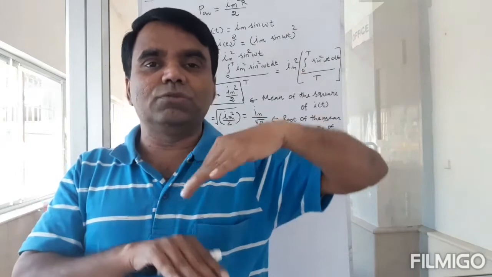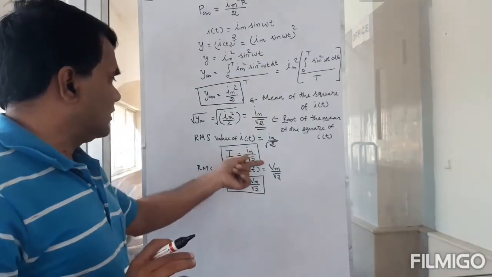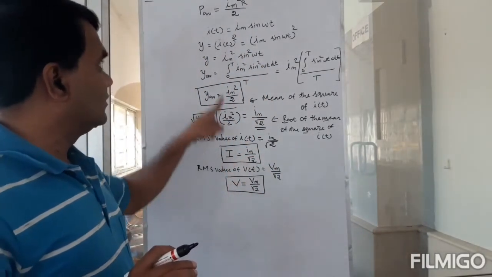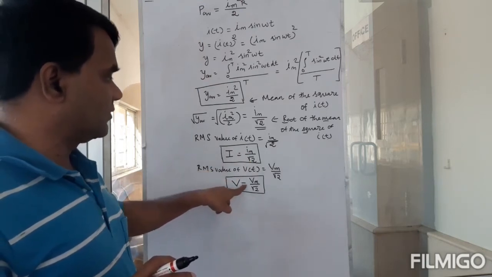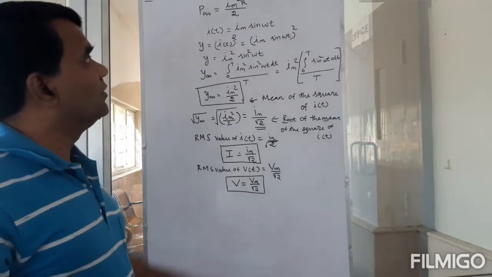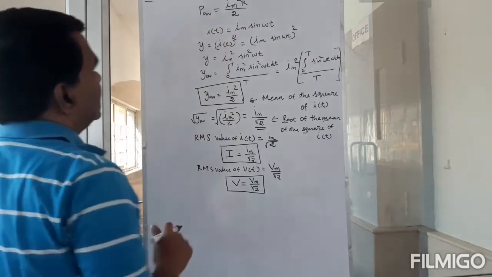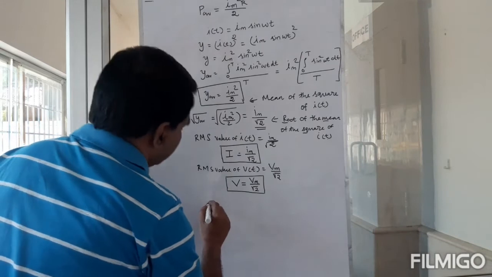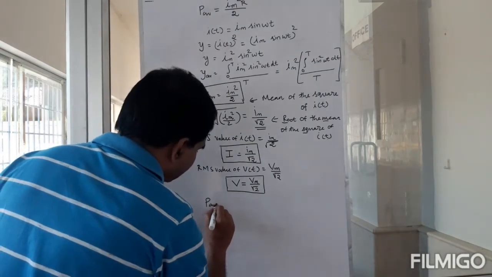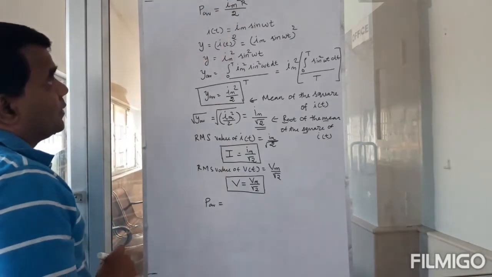So if you do this to any function, then you get the RMS value of that function. So the RMS value of current in the circuit is Im by root 2. The RMS value of voltage in the circuit is Vm by root 2. So coming back to this, what have we got there? So I can do this, right? So average power is equal to Im squared R by 2.